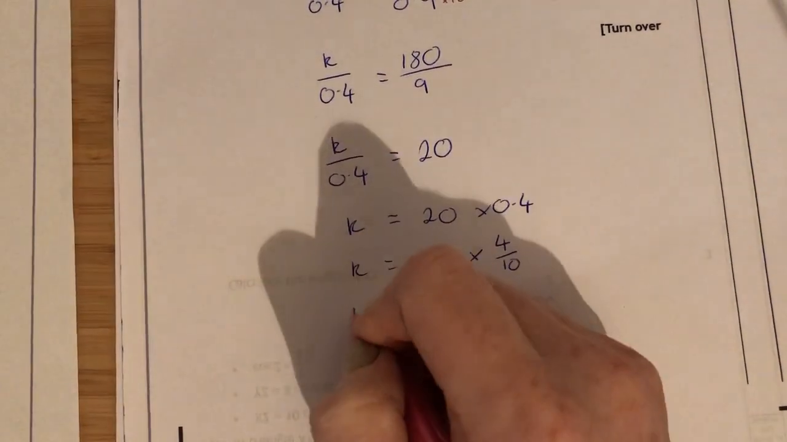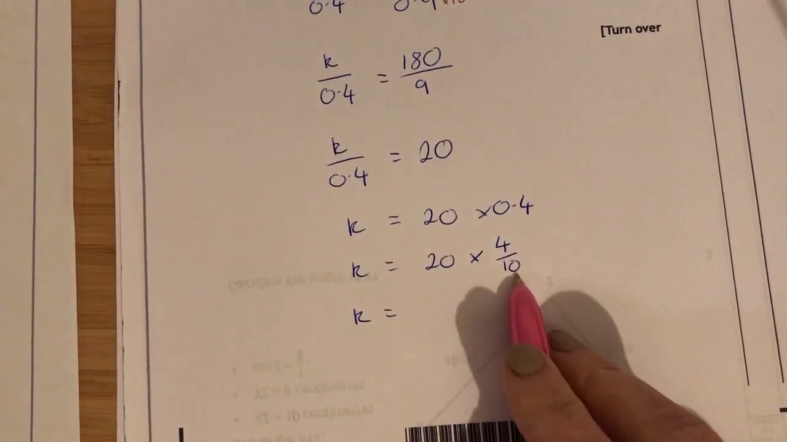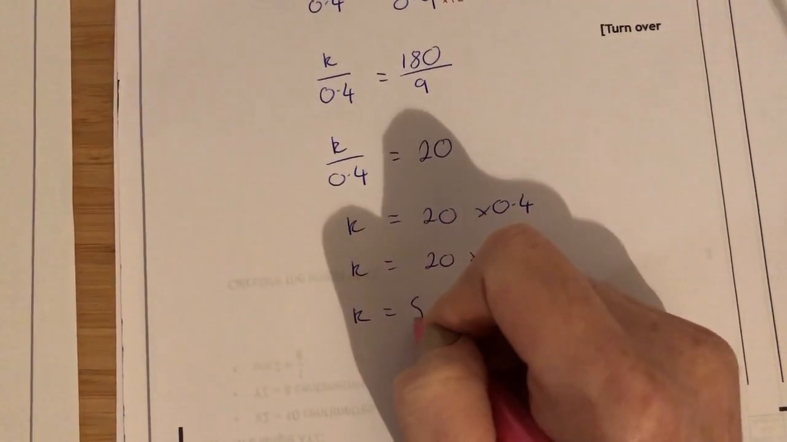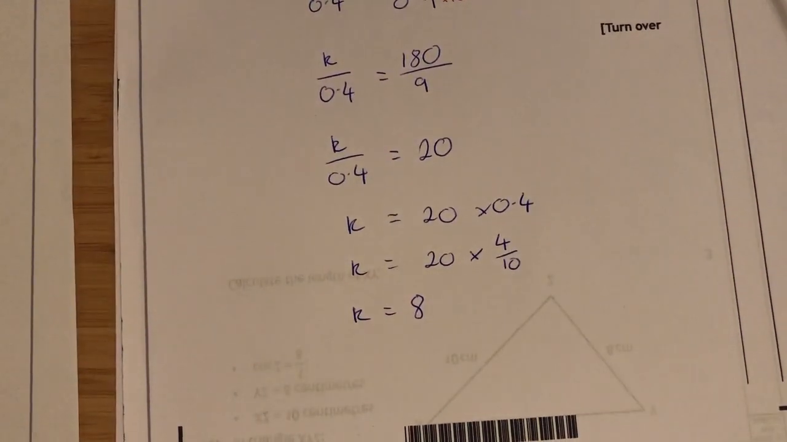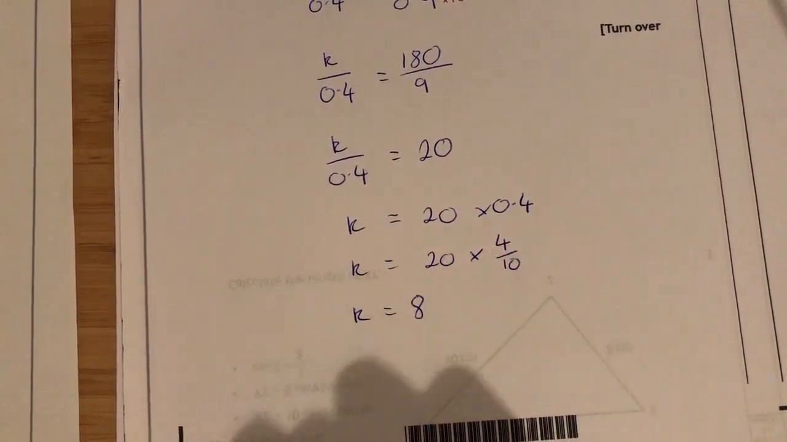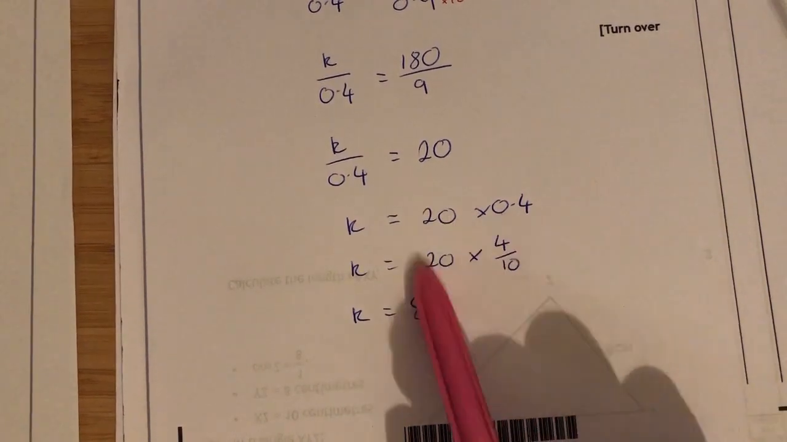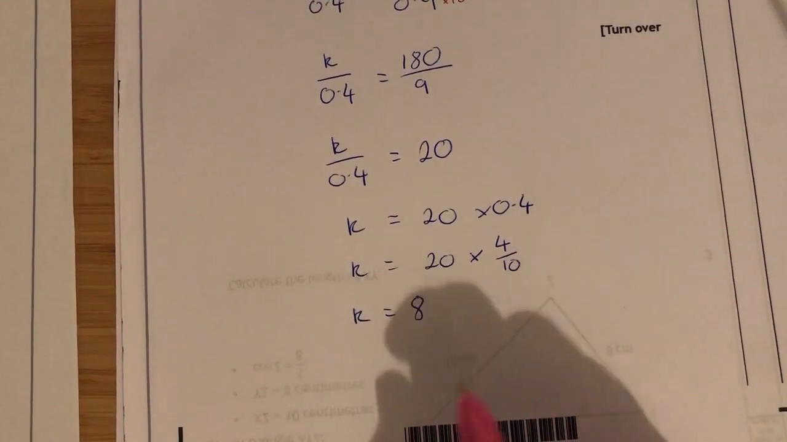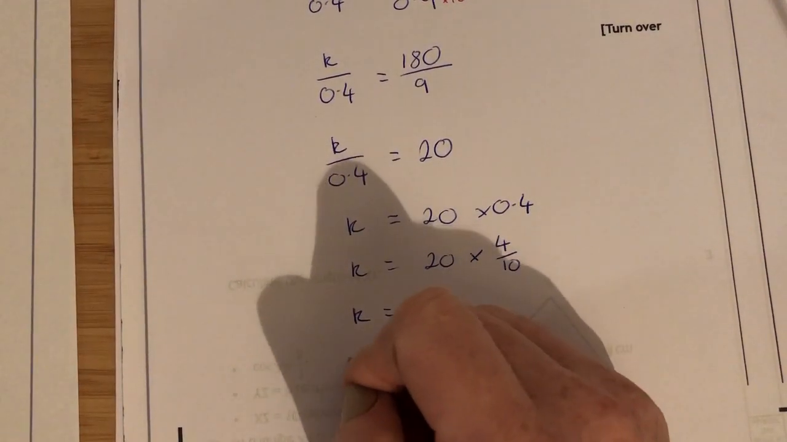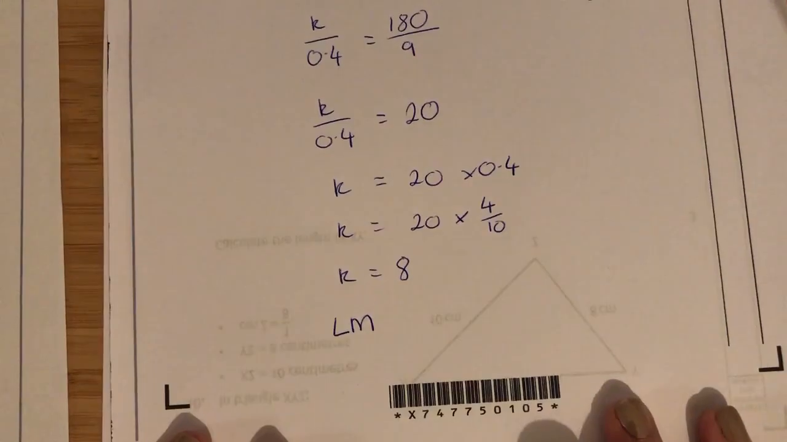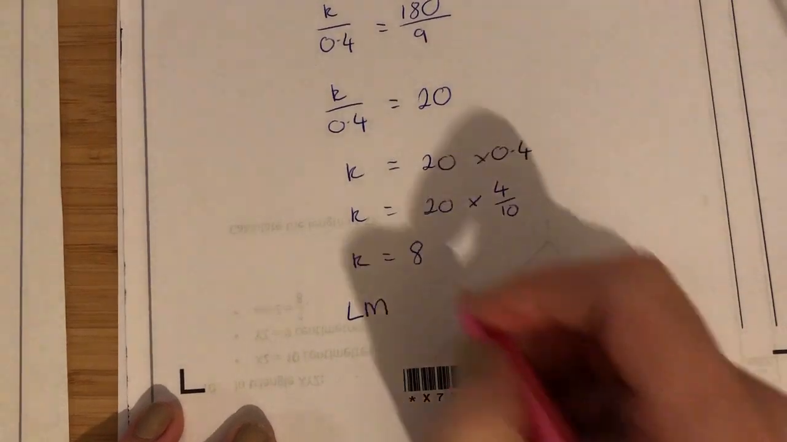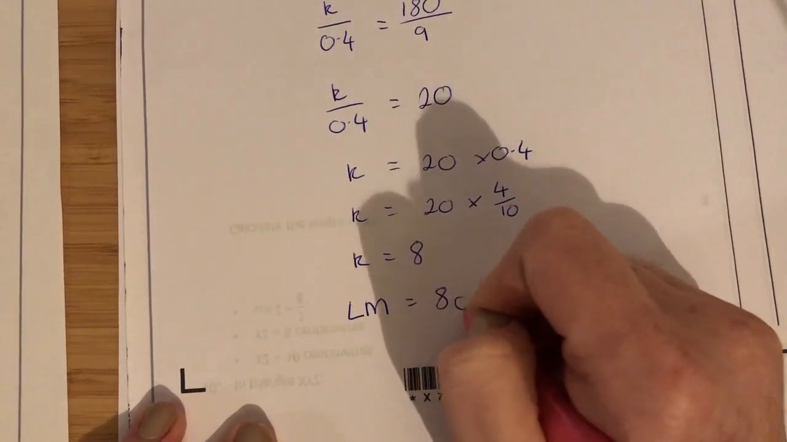20 divided by 10 is 2. Multiplied by 4 is 8. So you might just want to look over some of your fraction work there or decimal work if you weren't too sure of the last two steps. But we've got K is 8, so I'm just going to, in that last line, refer back to the original question because it asked us for the length of LM. LM equals 8 centimetres.